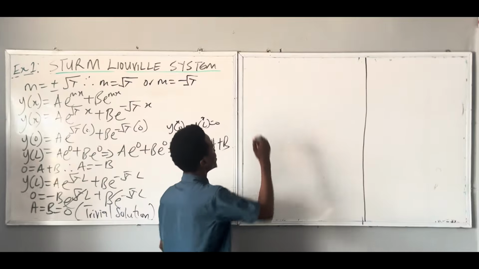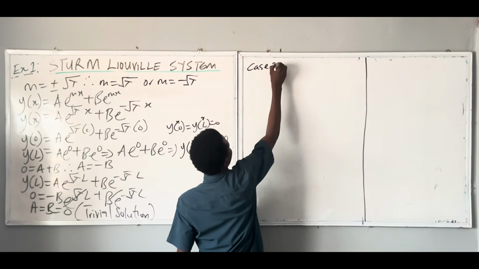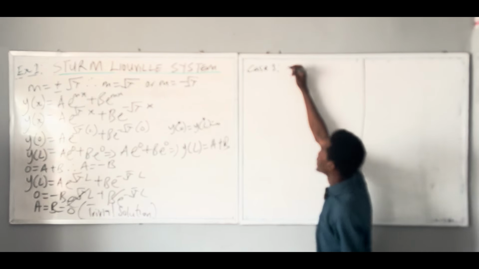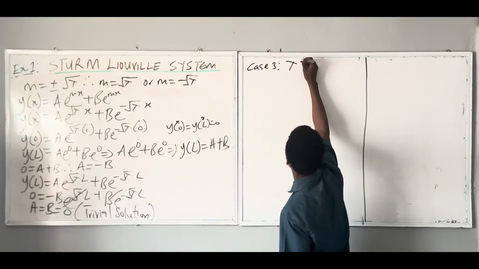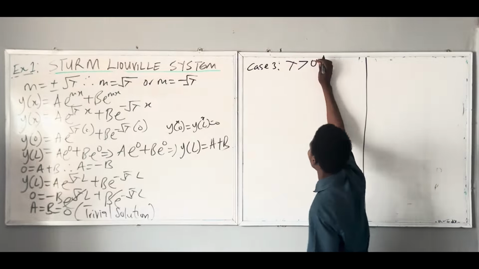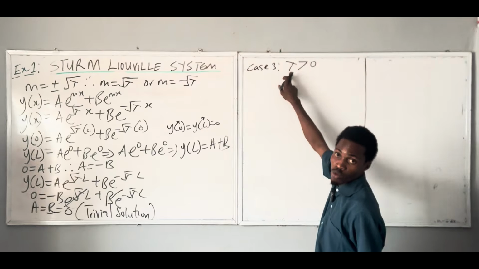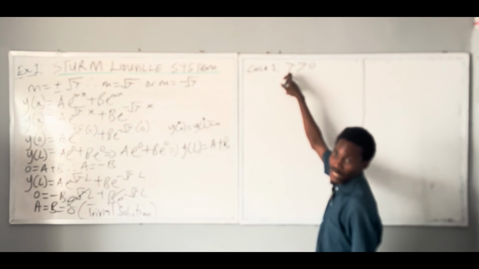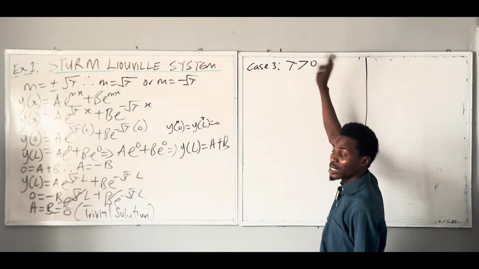So my case 3 is when lambda is greater than 0. So, a number greater than 0. If lambda is 1, 1 is greater than 0. 2 is greater than 0. So it means a positive number is greater than 0.